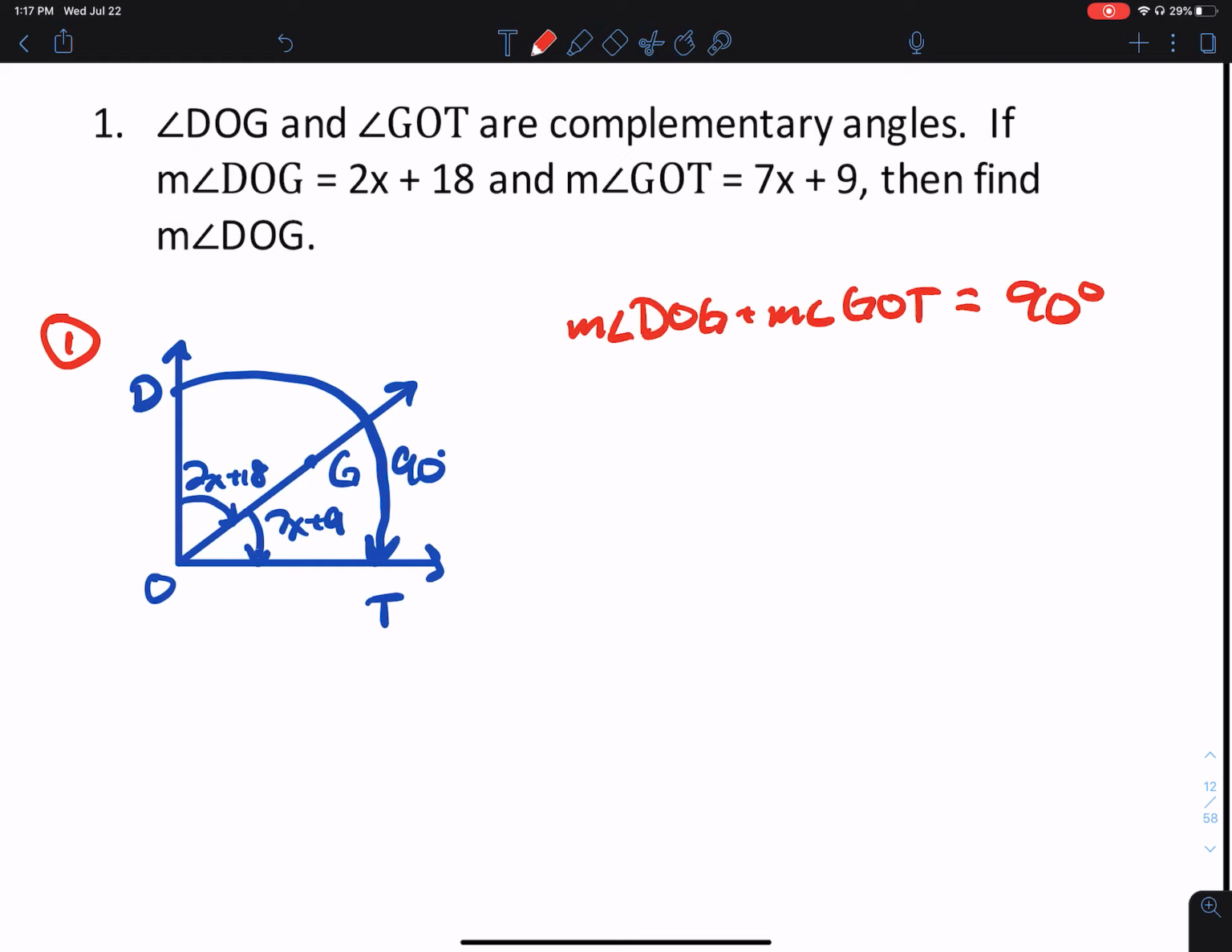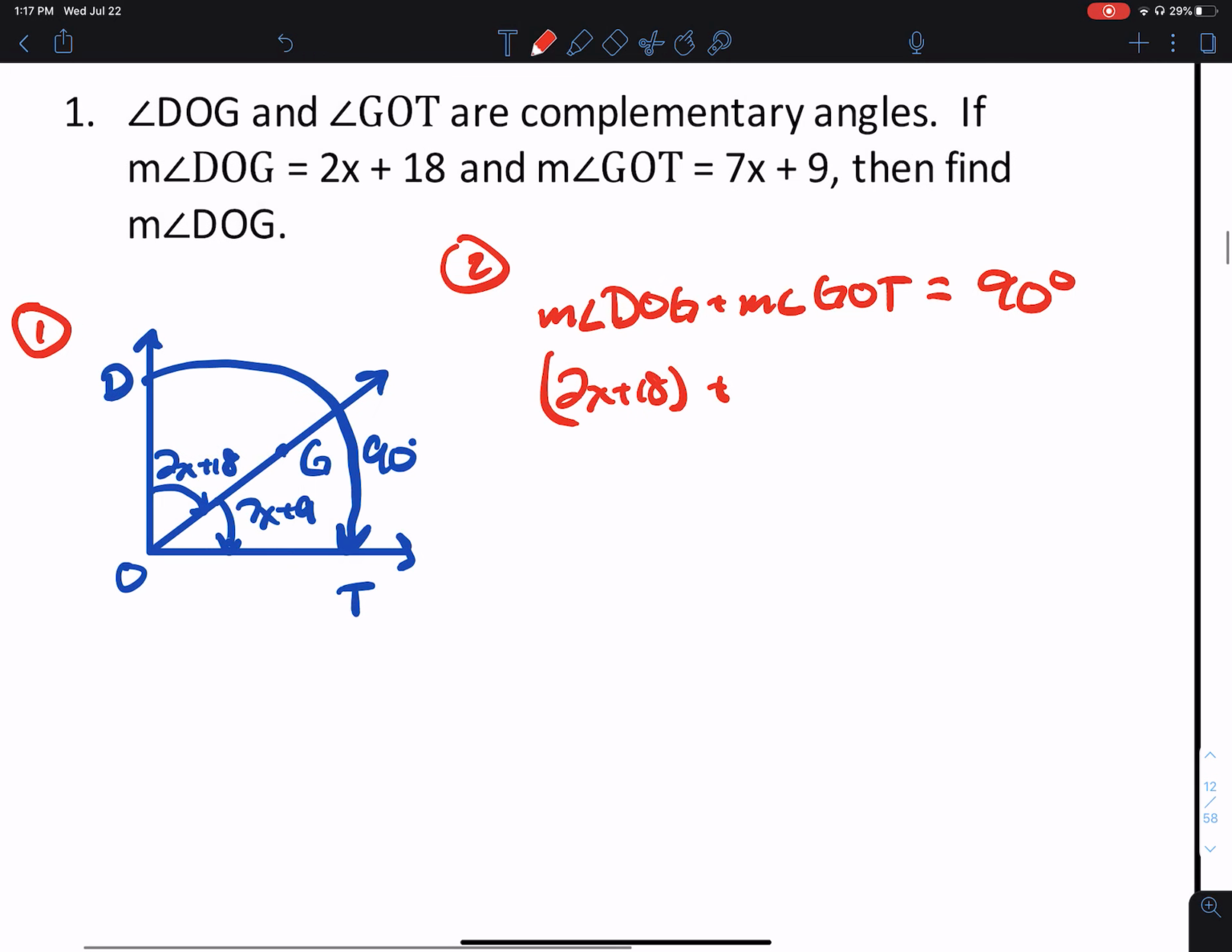Using substitution, this is our second step. Measure of angle DOG is 2x plus 18. Measure of angle GOT is 7x plus 9er. That's trucker talk for 9. We combine like terms. 2x and 7x is 9x. 18 and 9 is 27.